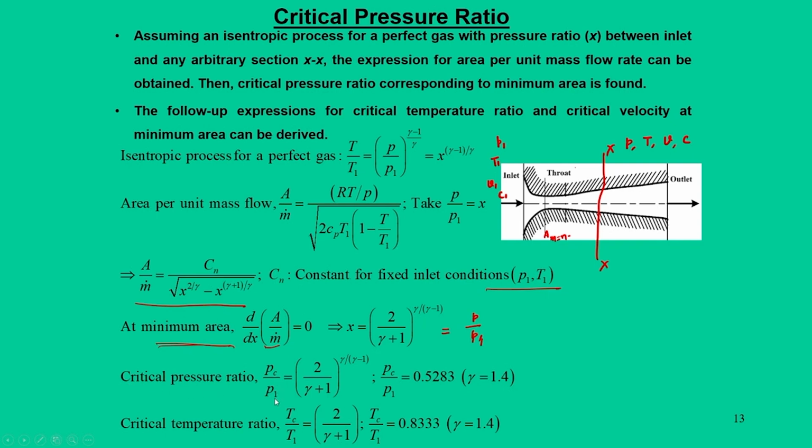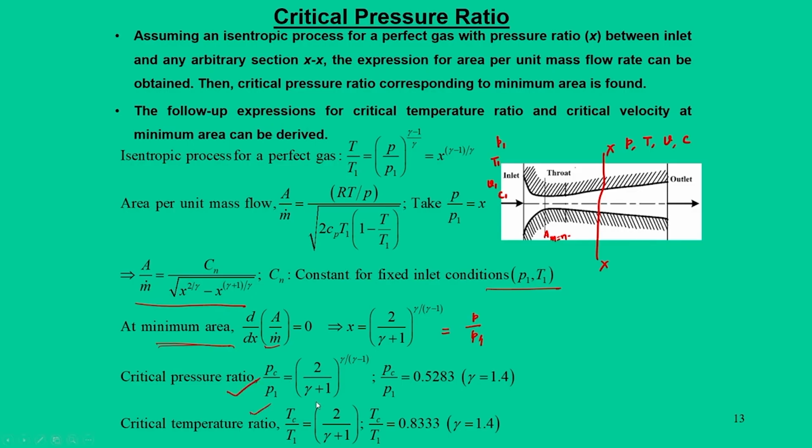So, we can get it from this expression by putting x is equal to (2/(γ+1))^(γ/(γ−1)). We can find out the critical pressure ratio. Once you have the critical pressure ratio, you can as well find out the critical temperature ratio.